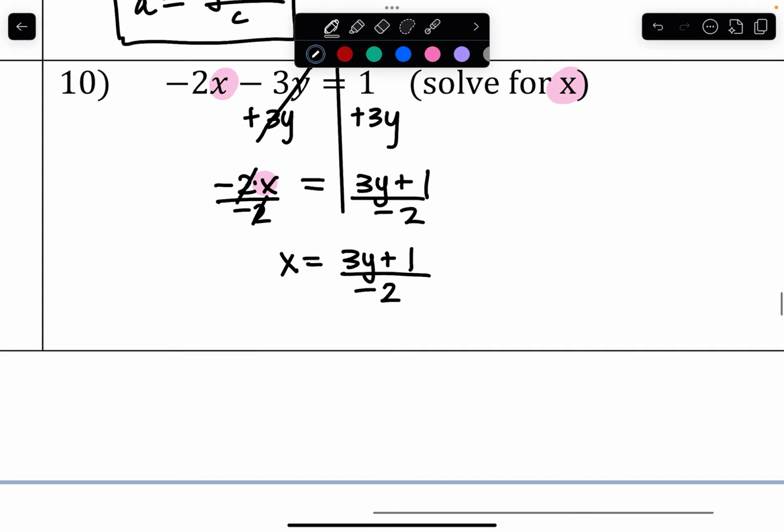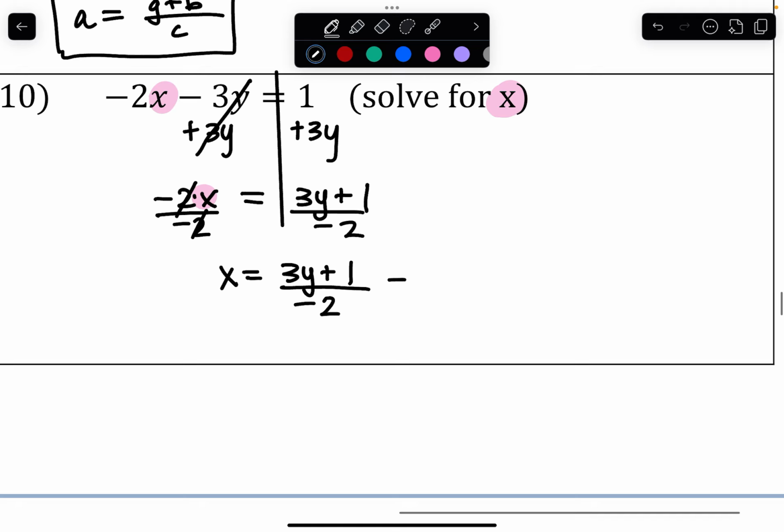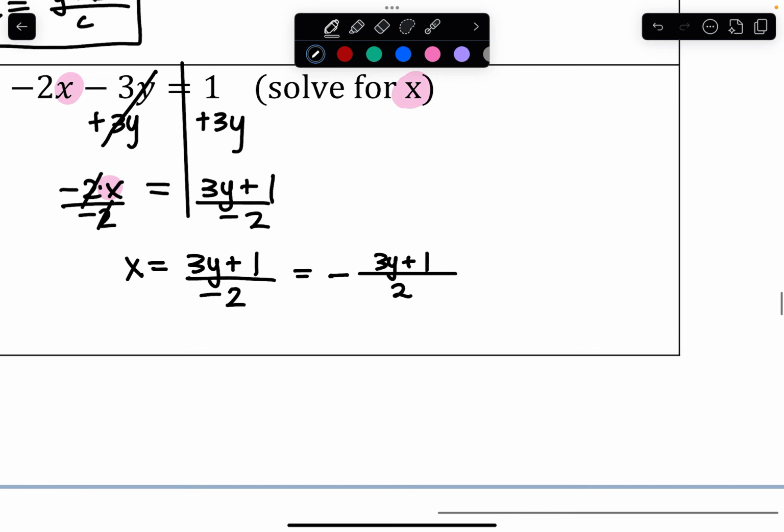And you can leave your answer just like that. It's not standard to leave a negative in the denominator, so sometimes we'll put it completely outside the fraction. You have to be careful when moving it to the numerator. If you do want to move it to the numerator, you would distribute it to both terms in the numerator. And so all of these are equivalent answers.